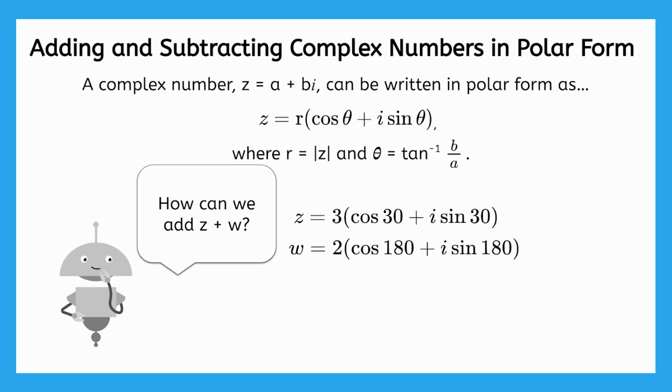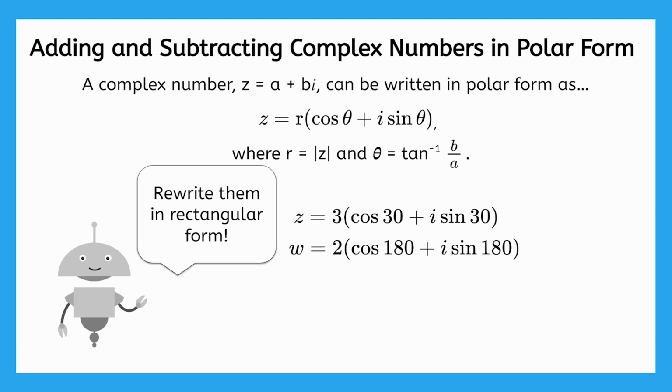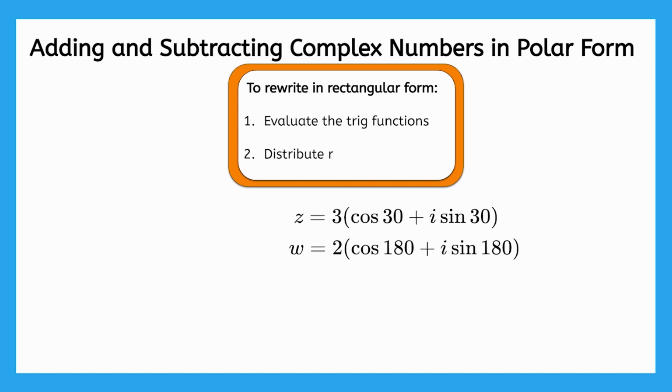This is a bit of a trick question because we actually rewrite complex numbers from polar form to rectangular form in order to add and subtract. Do you remember how to rewrite z and w into rectangular form? To rewrite z and w in rectangular form, we evaluate the trig functions and distribute r.